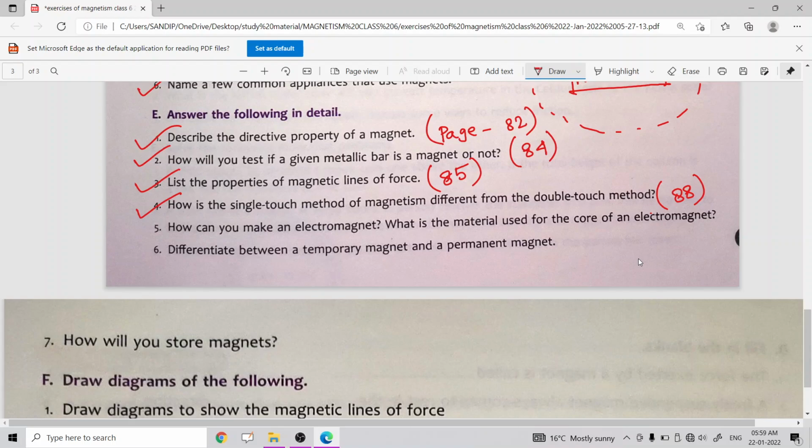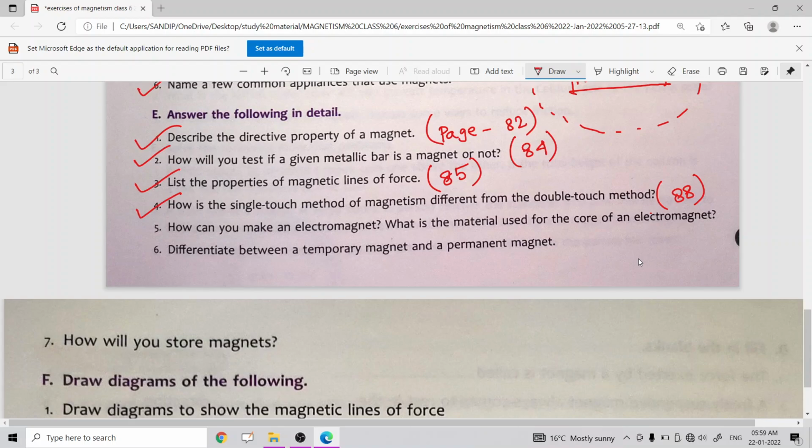For a single touch method, you take just one magnet. You take a magnetic needle or magnetic iron needle or a magnetic material, and using the bar magnet you place one pole at one end of the needle and slide it slowly along the needle to the other end in one direction. This is the single touch method.